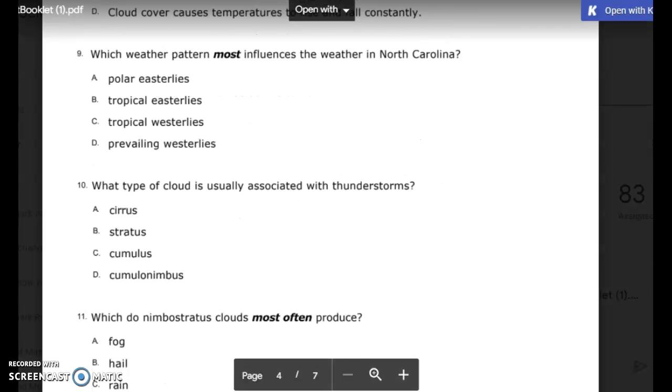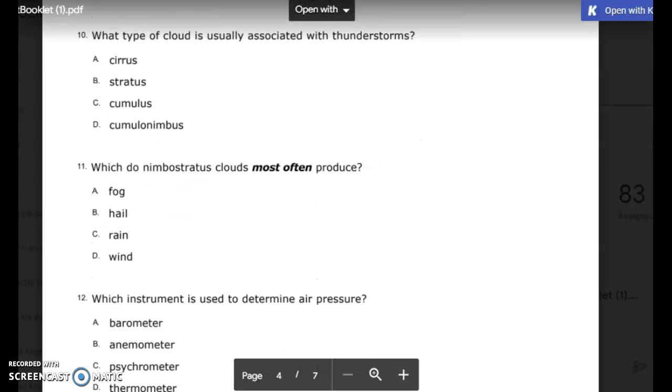Question 10. What type of cloud is associated with thunderstorms? Judah. Cumulonimbus. Cirrus clouds, light and wispy, look like feathers. Stratus clouds cover the sky like a blanket. Cumulus clouds are the big puffy white clouds on fair weather. Cumulonimbus clouds are going to be the thunderstorm clouds.